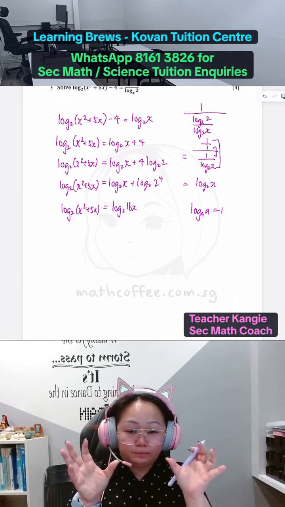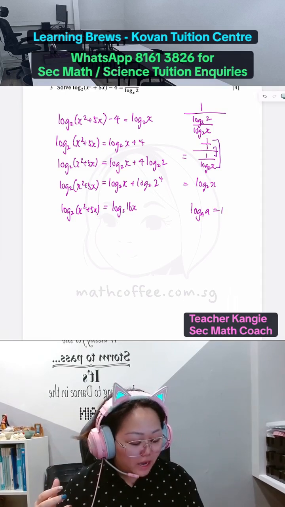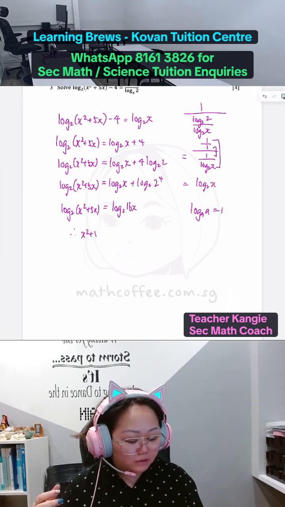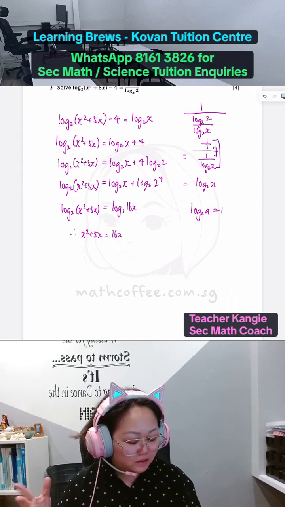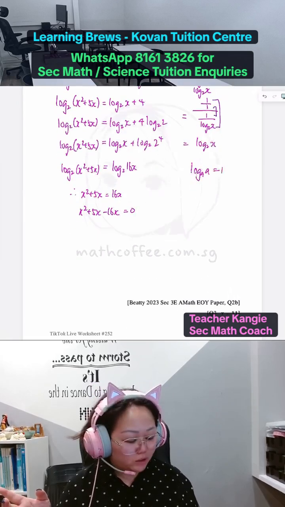Then now, because both sides are a single logarithm, you can remove the log 2. Therefore x squared plus 5x equals 16x. So now I'm going to throw everything to the left hand side. x squared plus 5x minus 16x equals 0, because this is a quadratic equation.